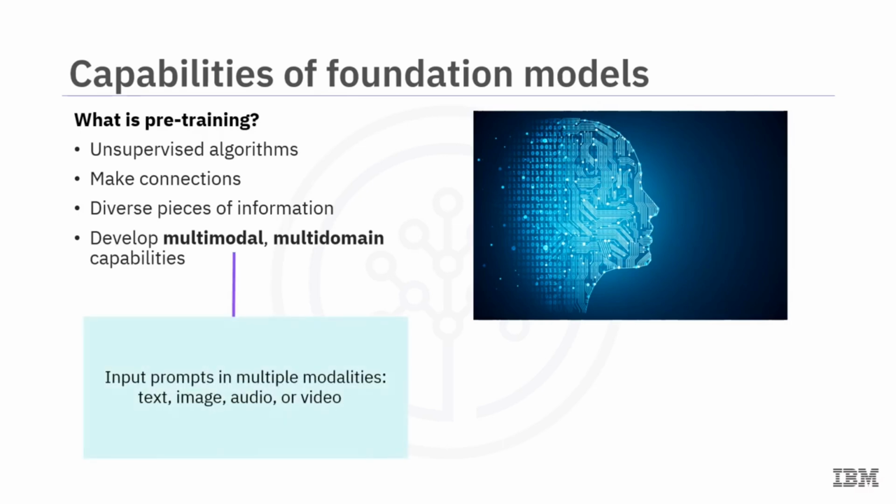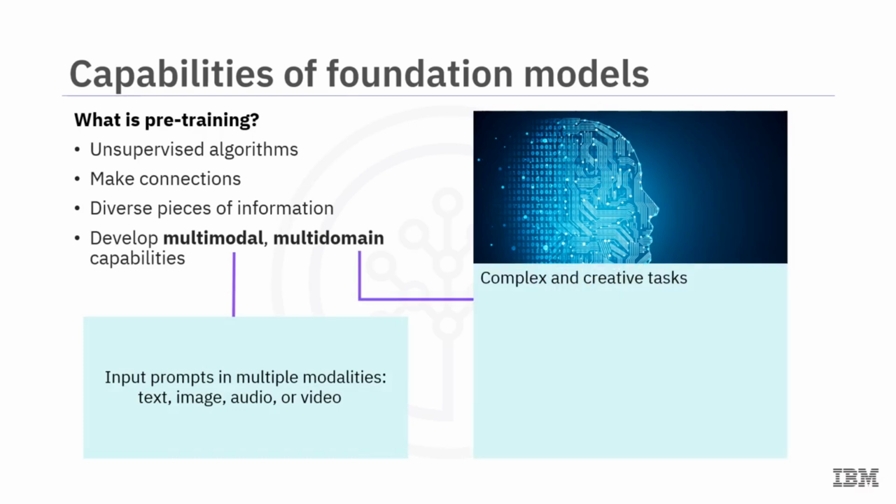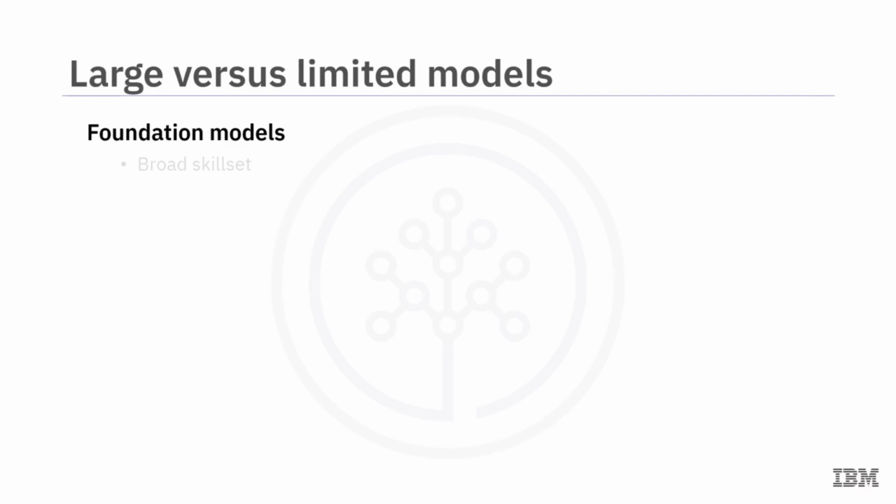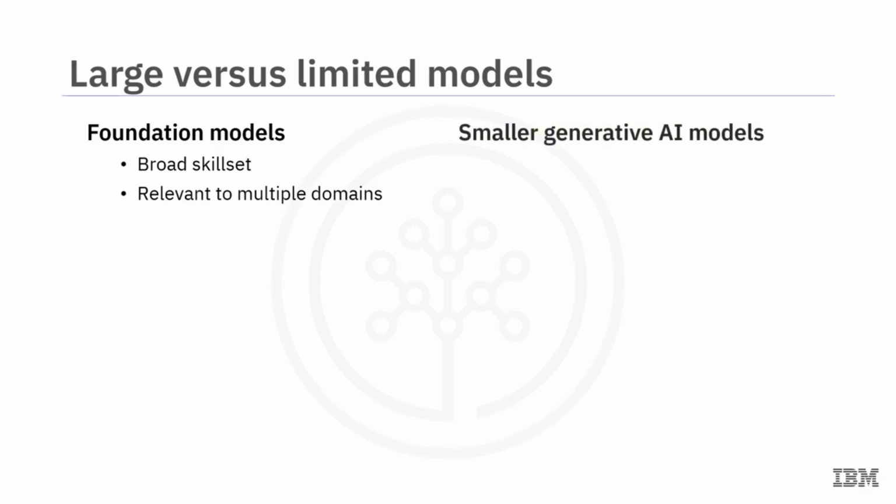such as text, image, audio, or video formats, and perform complex and creative tasks such as answering questions, summarizing documents, writing essays, solving equations, extracting information from images, even developing code. This broad skill set makes these models relevant to multiple domains. This is in contrast to smaller generative AI models, which are trained on restricted domain data and requested to perform limited tasks.